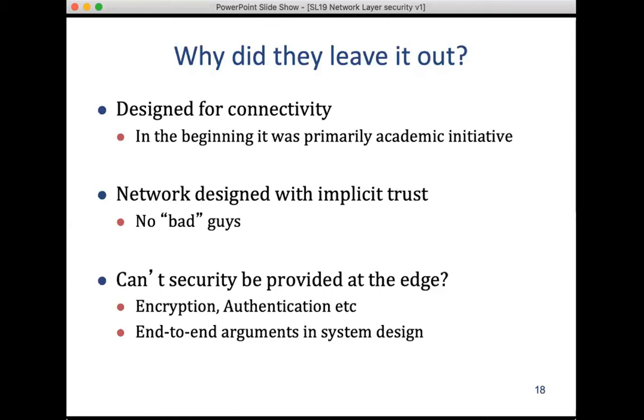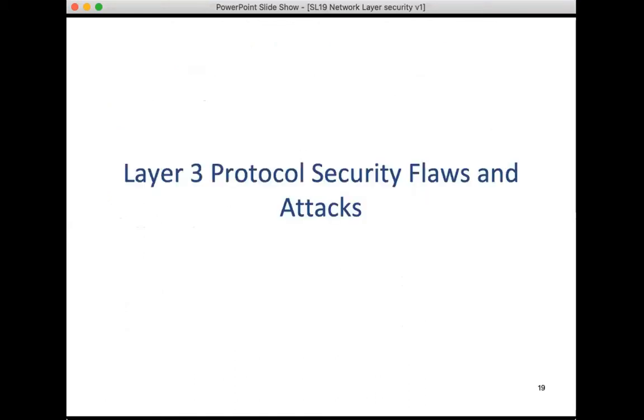And then at higher layer, we have TCP level security, right? And then we have firewalls, and then at layer 2, each switch will have some mechanism or other to make sure that attacks are not there. All right. So let's look at layer 3 protocol security flaws and different kinds of attacks.